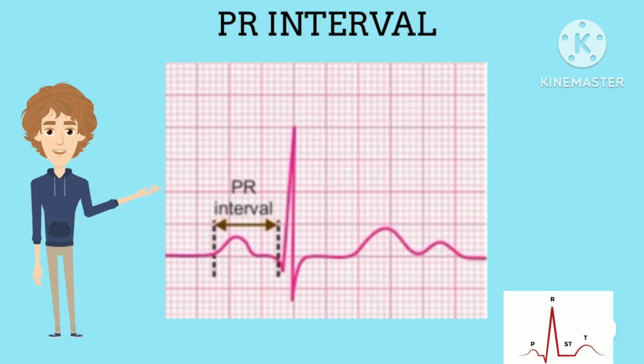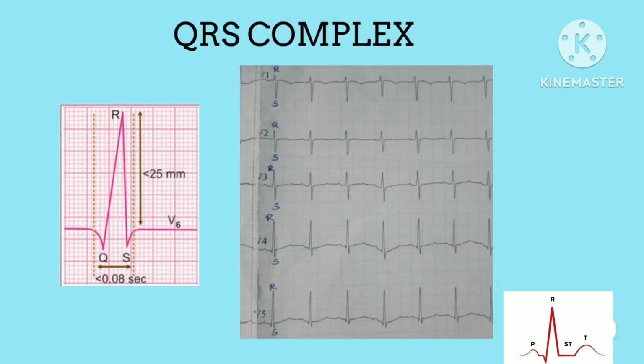PR interval is from the beginning of the P wave to the beginning of the QRS complex. The normal PR interval is between 0.12 to 0.20 seconds, so the PR interval is constant, that is, not more than 3 to 5 small boxes. QRS complex is produced by ventricular depolarization, and the normal QRS complex duration is 0.04 to 0.12 seconds, that is, not more than 4 small boxes.